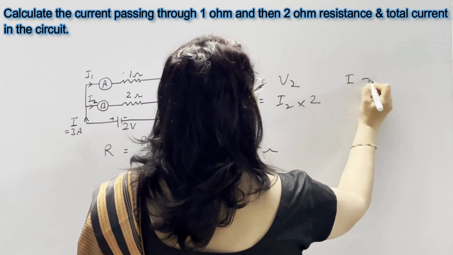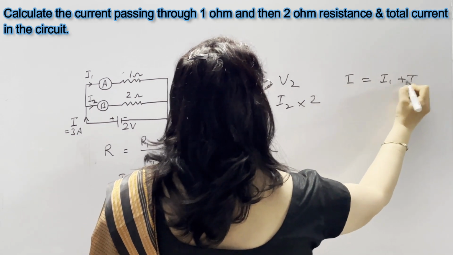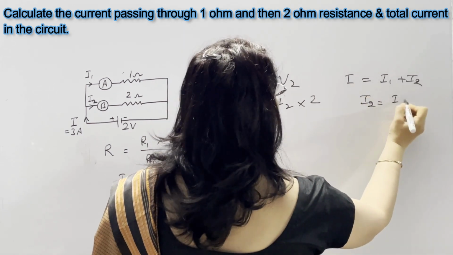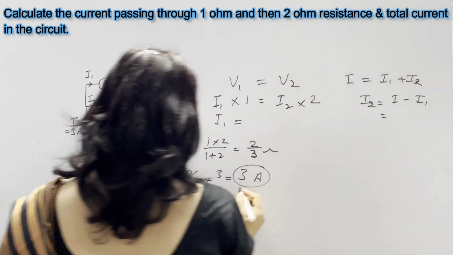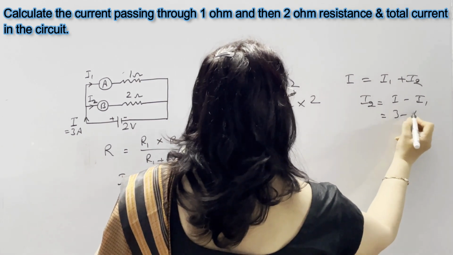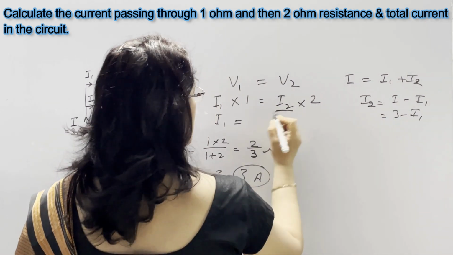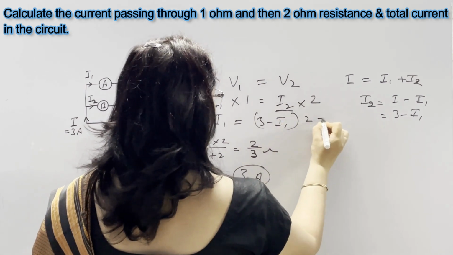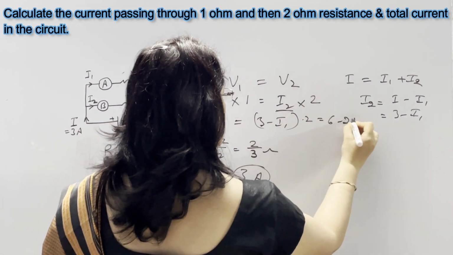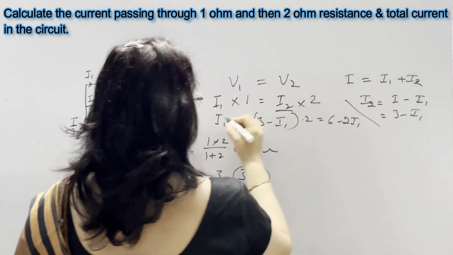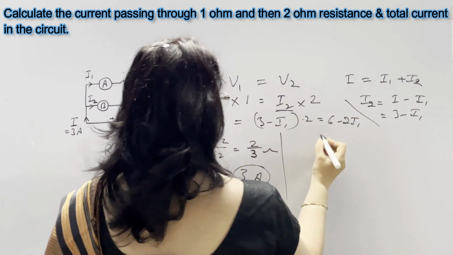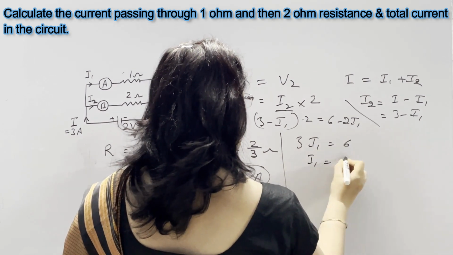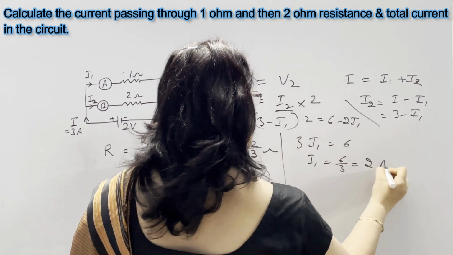Now we also know that total current is equal to I1 plus I2. It means the value of I2, if I want to calculate, is I minus I1. Total current in the circuit is 3. So 3 minus I1, we can put this value here. So it means I1 is equal to (3 minus I1) multiplied by 2, that is 6 minus 2 I1. So transposing this I1 to this side, 1 plus 2, it means 3 I1 is equal to 6. So I1 is equal to 6 upon 3, it means 2 ampere.